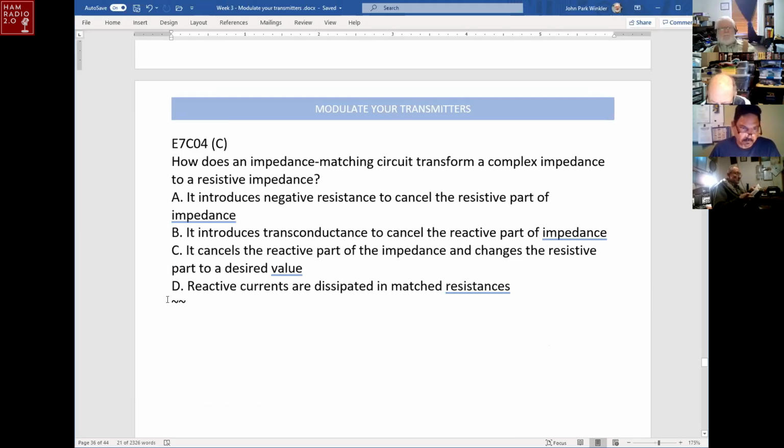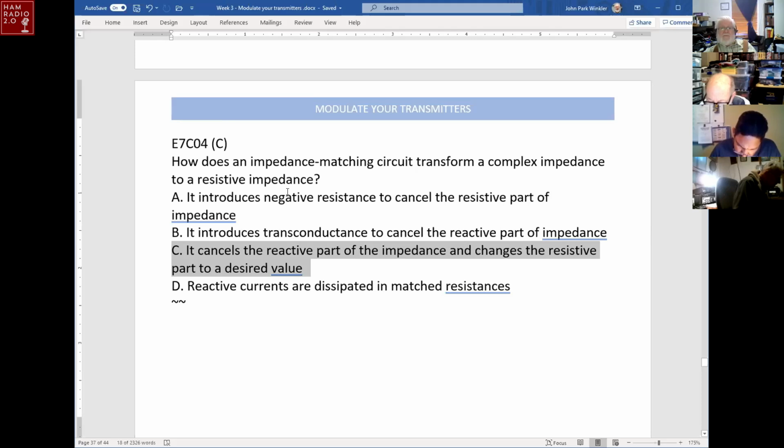7C04. How does an impedance matching circuit transform a complex impedance to a resistive impedance? And the answer is C. It cancels the reactive part of the impedance and changes the resistive part to a desired value.